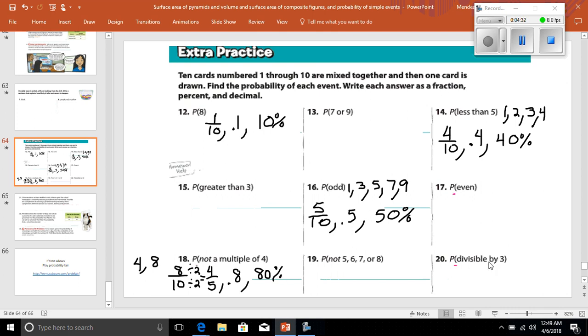Number 20 is left. It says, is it divisible by 3? Well, 3 is divisible by 3, 6 is divisible by 3, and 9 is divisible by 3. So there are 3 numbers out of 10 that are divisible by 3. So we've got 3 out of 10. That would be 0.3, and then moving the decimal over twice, it'd be 30%.